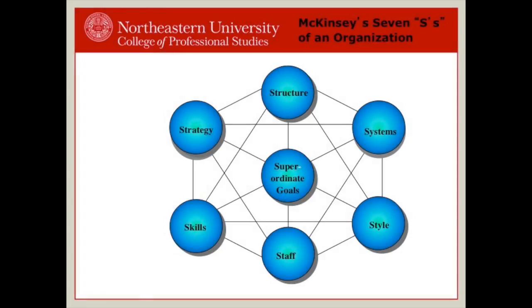The next two models are similar in that they give us a big picture of the organization. The first one that we're going to look at is the McKinsey 7S model. So you notice that what we've done is taken the organization and broken it into 7 different areas: structure, systems, style, staff, skills, strategy, and of course the overall goals.